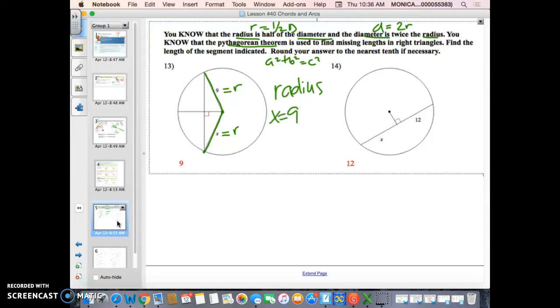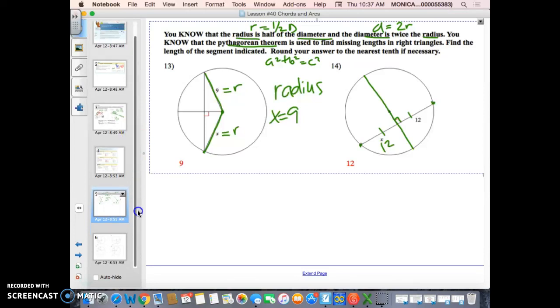Okay, and here's what I was talking about. This right here is actually, if you extend this line, this is what we call the diameter. And this is a chord because it has two segments. And I'm saying that this is crossing at a perpendicular angle, so I know that this is a perpendicular bisector. So that means that x is also going to be 12 because those two segments are going to be congruent to each other. So again, it's just applying the rule that we just learned about.